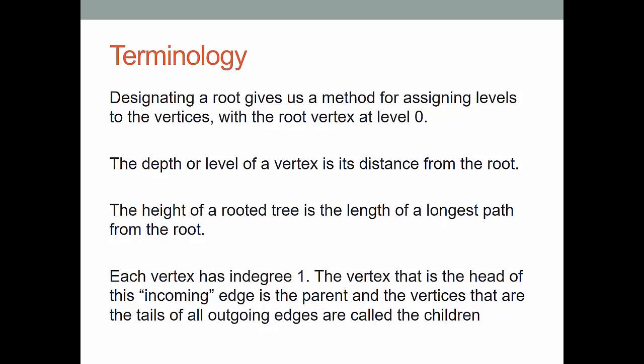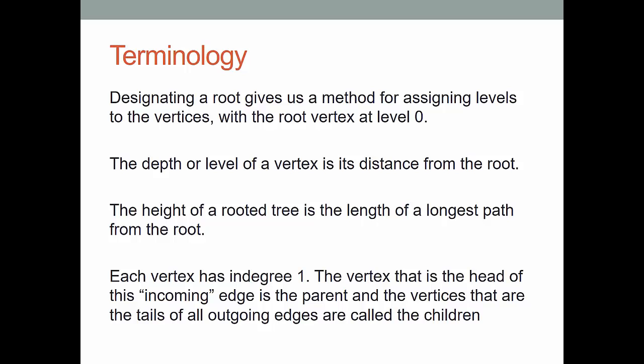Rooted trees have what we call levels, and we start with level 0. The root vertex is at level 0. Then the distance from the root determines the level of each vertex. All of the vertices that are distance 1 from the root are at level 1, and all of the vertices that are distance 2 from the root are level 2, and so forth. The longest path from the root is the height of the rooted tree.